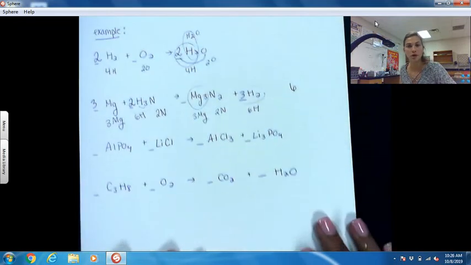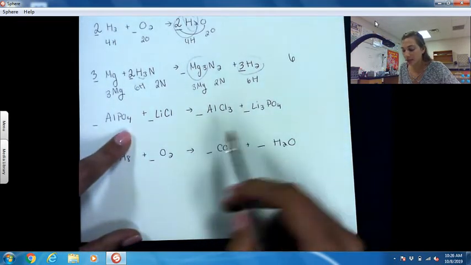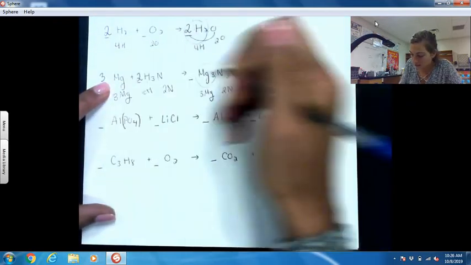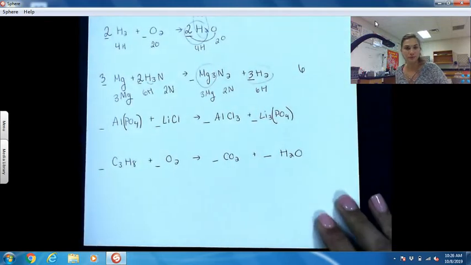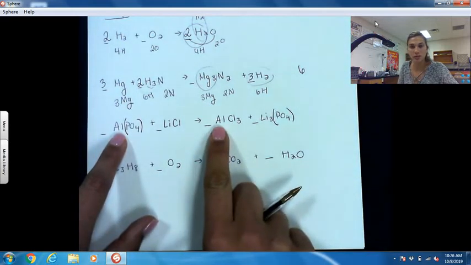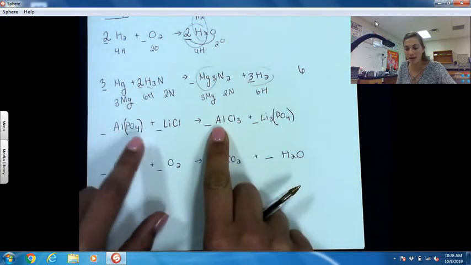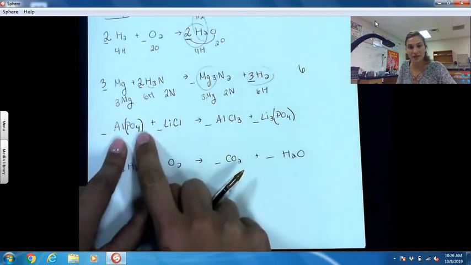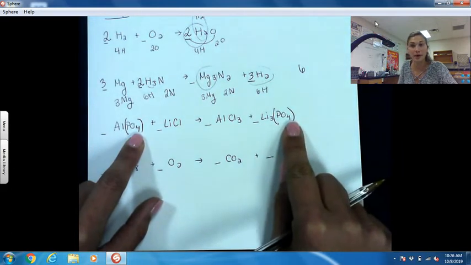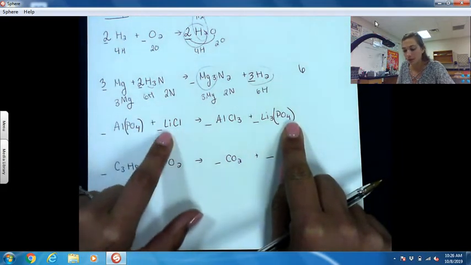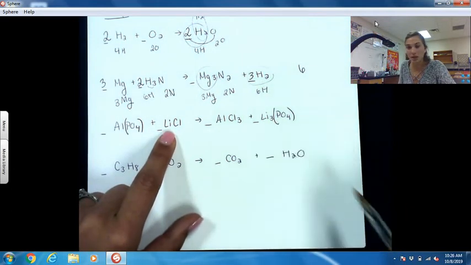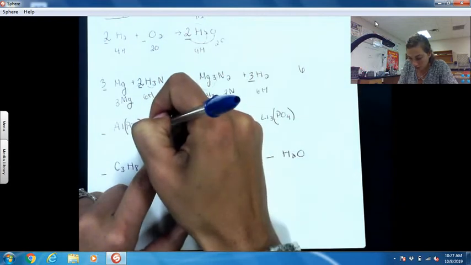All right, next up. If you see any polyatomic ions on both your reactant and product side, I would put them into parentheses so you keep them together. Okay? So I have 1 aluminum on my reactant side and 1 aluminum on my product side. So aluminums are fine. Now I have 1 phosphate ion on my reactant side, and 1 phosphate ion on my product side. So PO4 is fine. Here I have 1 lithium on my reactant side, but I notice I have 3 on my product side. So I need to put a 3 out in front of lithium chloride.